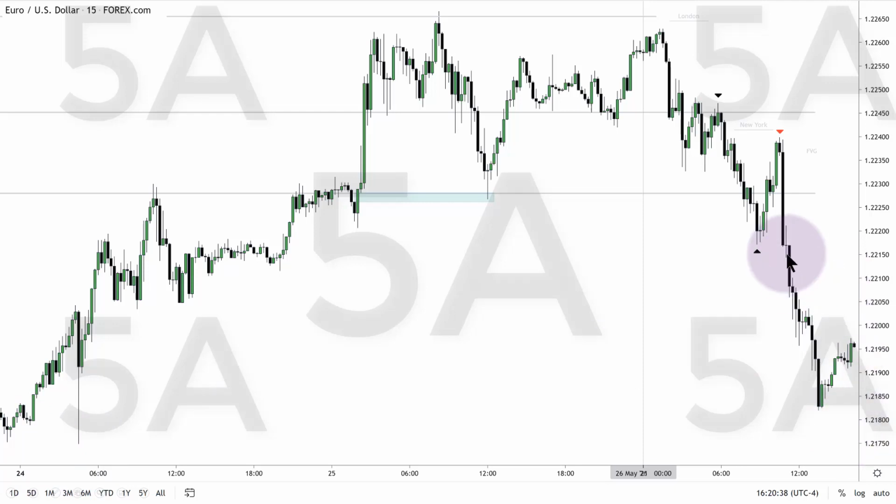On the upside, we have this area right in here. So if it trades up here and then starts to falter, then we'll be expecting this level here to be taken out on euro.